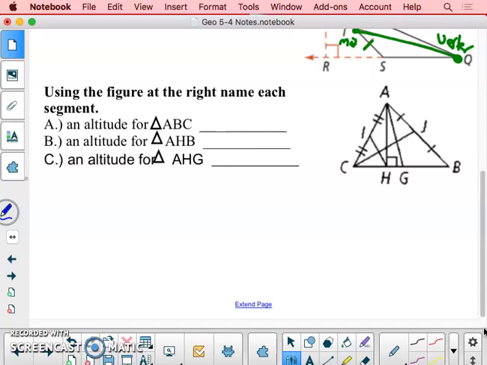We want an altitude for triangle ABC, which I'm going to shade in as blue.